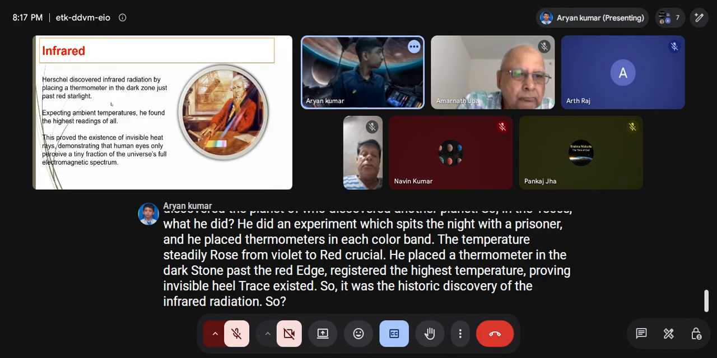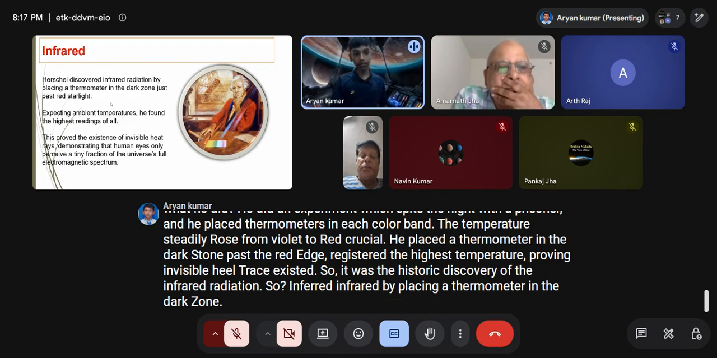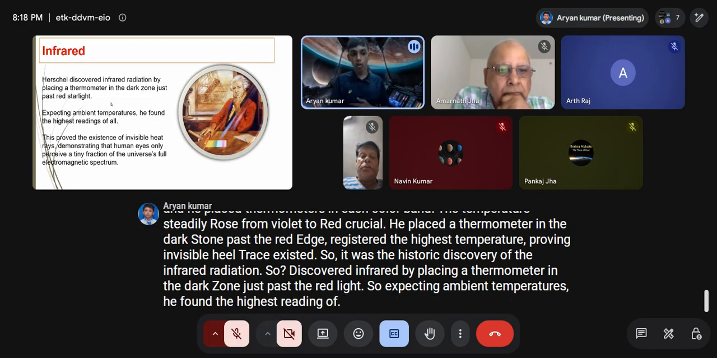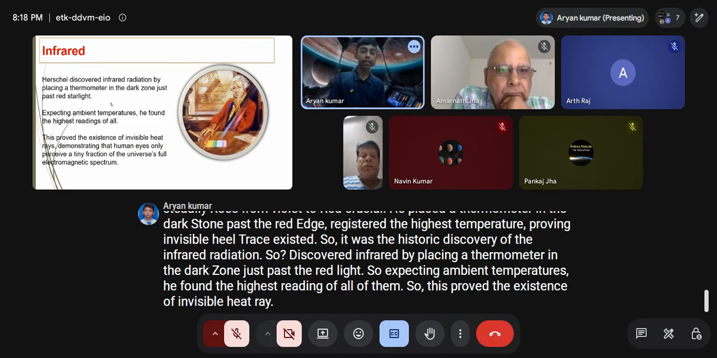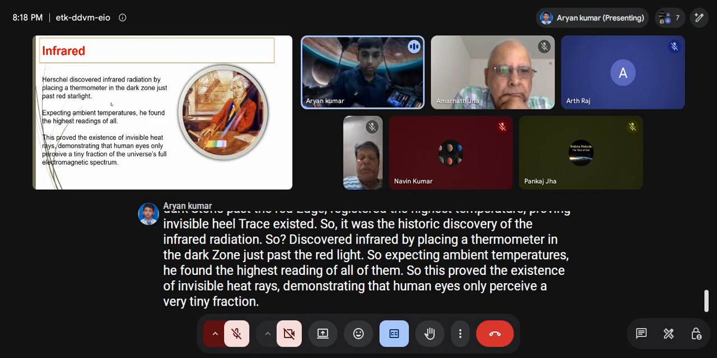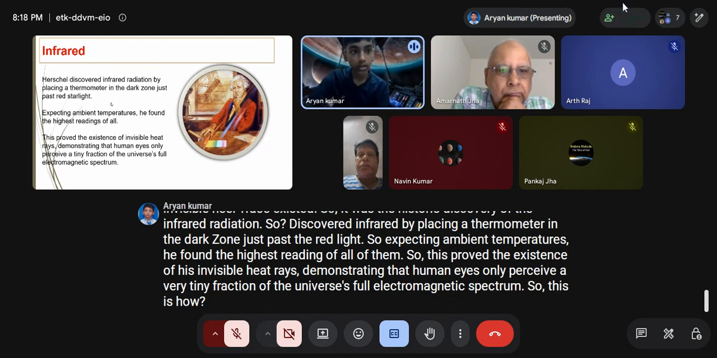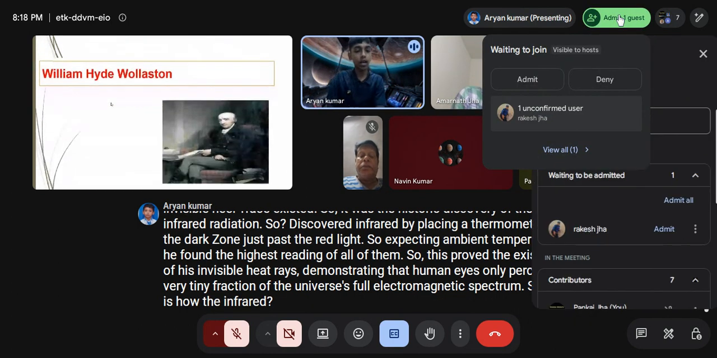So infrared, Herschel discovered infrared by placing a thermometer in the dark zone just past the red light. Expecting ambient temperatures, he found the highest reading of all of them. This proved the existence of his invisible heat rays, demonstrating that human eyes only perceive a very tiny fraction of the universe's full electromagnetic spectrum. So, this is how the infrared light was discovered.